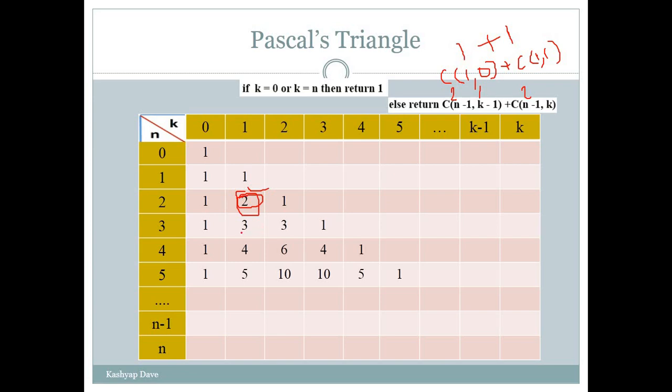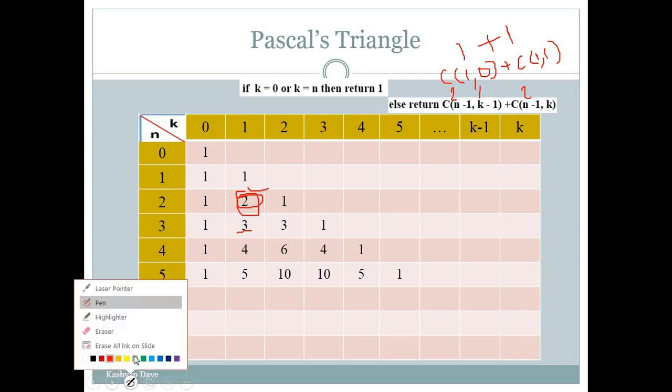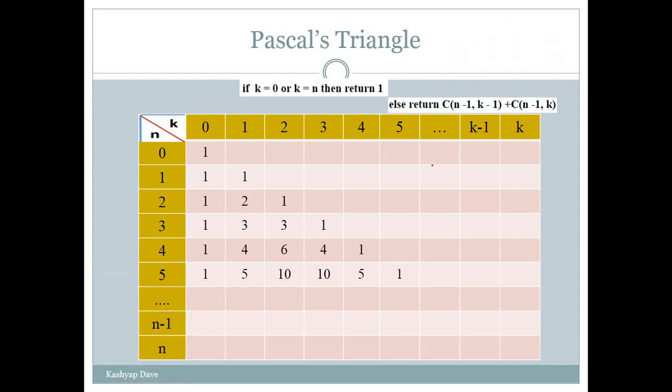Okay, if we want to find this value, our equation will be for n equal to 3 and our k equal to 1.